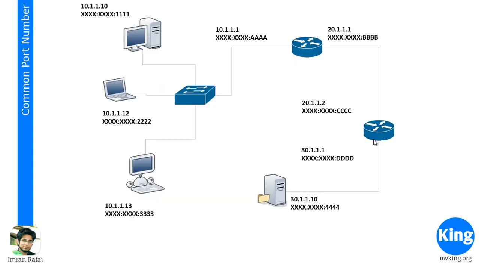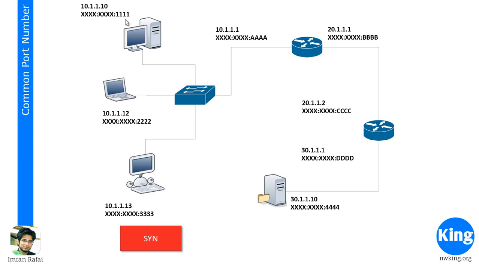Now let's look at a data flow through our network with whatever little information we know so far. Let's assume that this computer 10.1.1.10 wants to communicate with this file server at 30.1.1.10. Whatever you see below that in XXX is the MAC address. I have put the MAC address with only the last 4 hexadecimal digits, because this is an example. Normally it is a 48-bit number, with 12 hexadecimal digits.